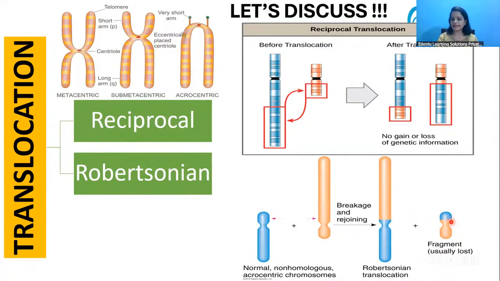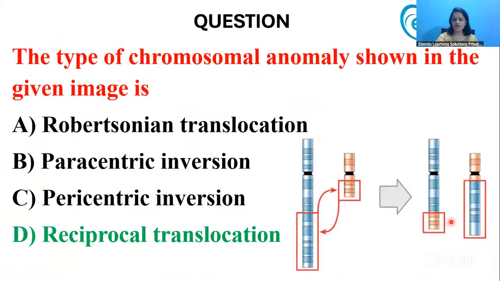Okay, so there is loss of information happening in the Robertsonian translocation, whereas in the reciprocal translocation, there is no loss of information. In the given image in the question, you can see that there is only translocation between this part and this part of the chromosome. There is no fragment or loss of information happening. So the most appropriate one will be reciprocal translocation.